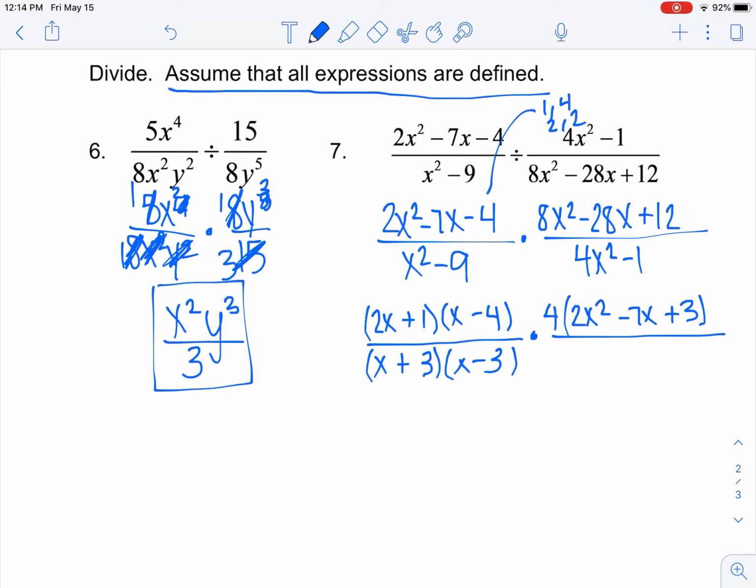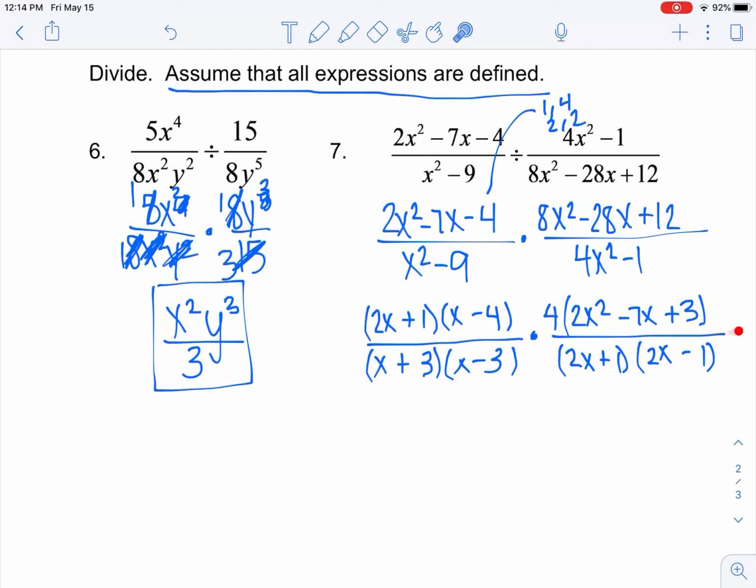Then in the denominator, we've got 4x squared minus 1. So that is also a difference of perfect squares, just like x squared minus 9. So we take the square root of the first term. The square root of 4 is 2, and the square root of x squared is x. So that gives us 2x. And then the square root of our last term, 1, would just be 1. Then we have one plus, one minus.